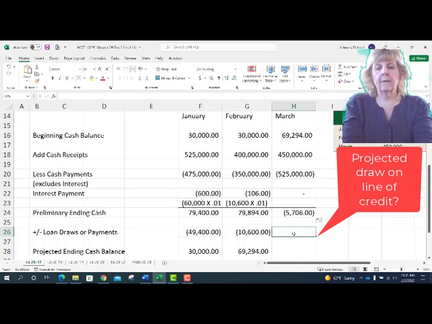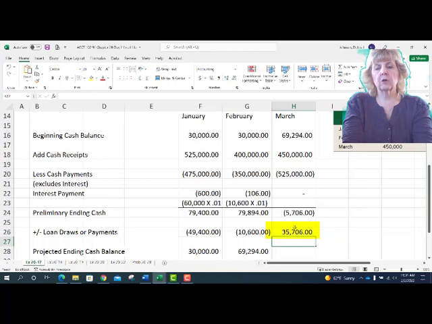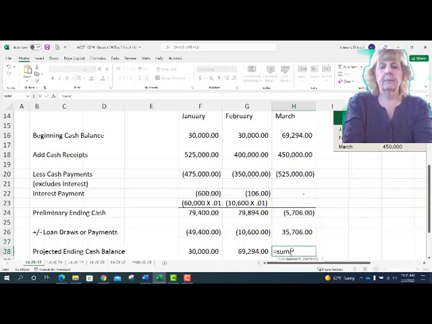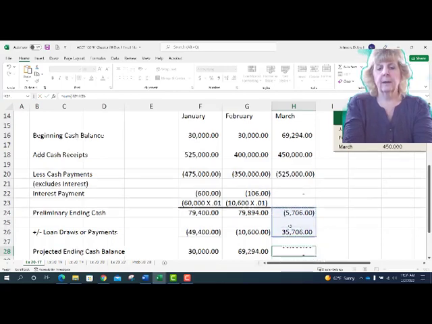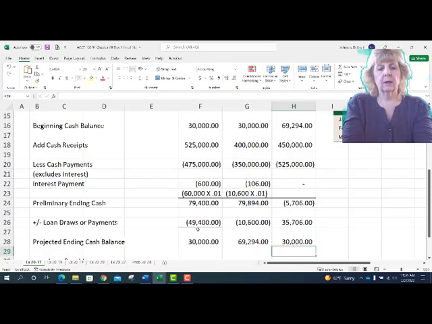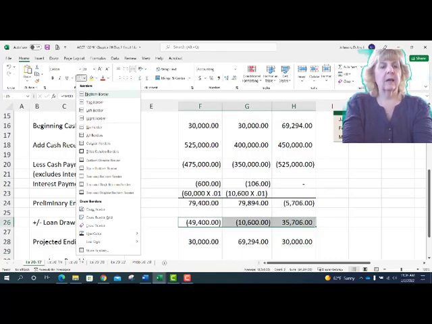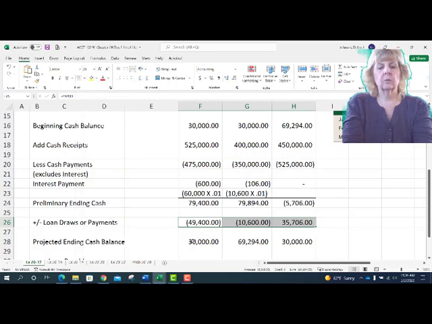I need to draw $35,706. In other words, not only do I need to make sure that my minimum cash balance of $30,000 is in there, I also need to cover that deficit. So that's my budgeted draw against the line of credit. And to finish this up, we would foot this. And we have $30,000. Again, got a little bit of cleanup work to do with lines and so forth. But that gives you a little bit of practice with a preliminary cash budget.